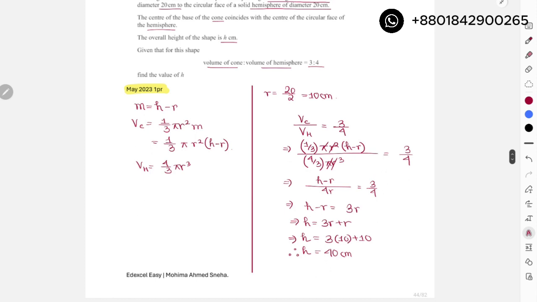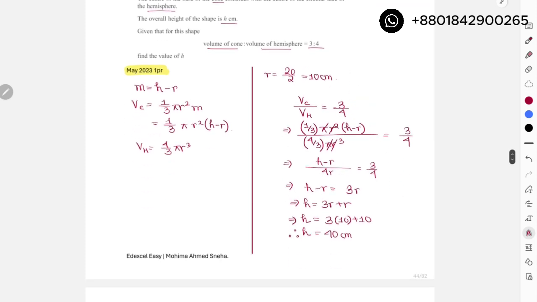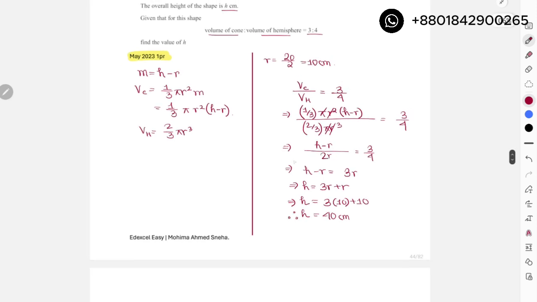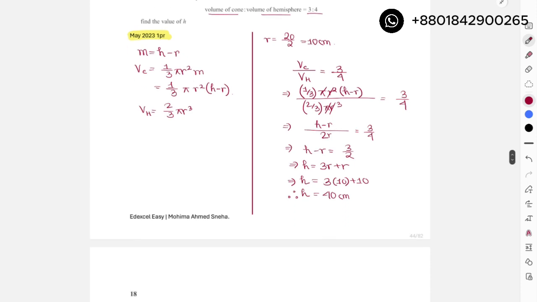Okay, we are done with this, but actually I made a mistake. Over here for the formula for the hemisphere, it was actually 2 by 3, not 4 by 3. So if this was 2 by 3, that means at the end I'm going to be left with 2 over here. So this will actually be 3 over 2, right? 3 with 2 over 4, yeah, that is 3 over 2. That means finally 3 over 2r.